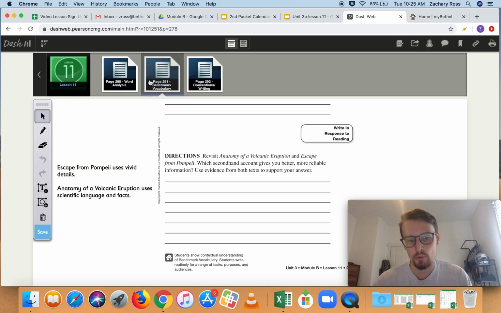I put a couple little notes right over here just to remind us. In the story Escape from Pompeii, they use vivid details, sensory details that apply to our senses. Anatomy of a Volcanic Eruption uses scientific language and facts. So, which one is more reliable and which one is better? Secondhand account.